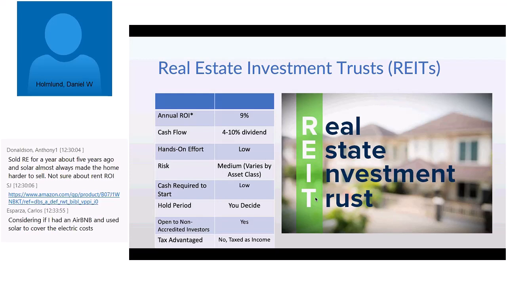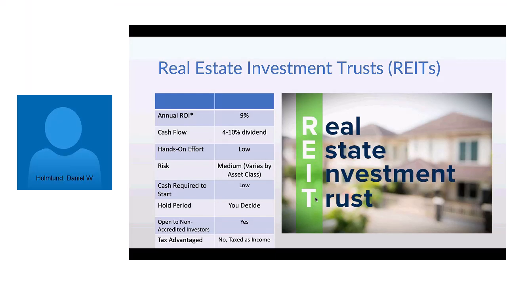Hands-on effort is extremely low. It's like any stock. You buy it, sit back, let dividends come in, and watch the appreciation go up and down. Cash to get started is very low. You can buy them just like shares of stock. The holding period: it's a liquid investment, so there's a market for REITs. You can go in publicly, and they're traded on the public exchanges.